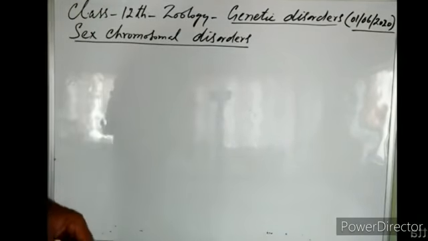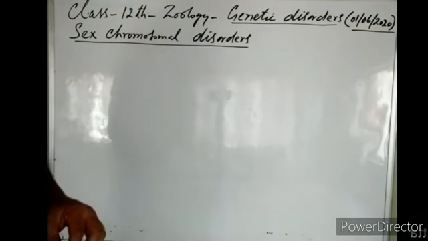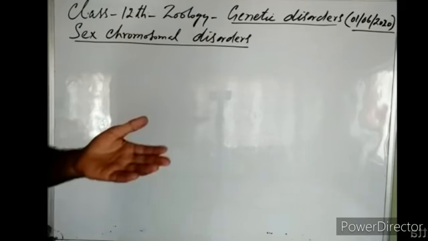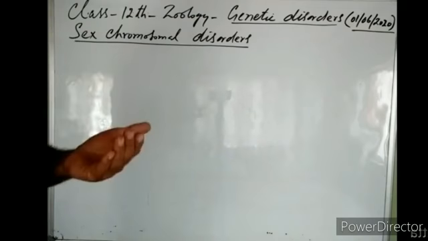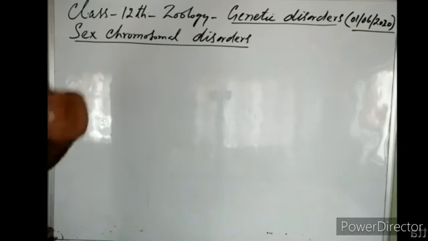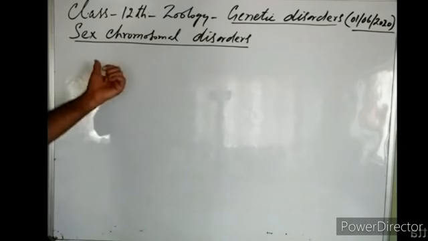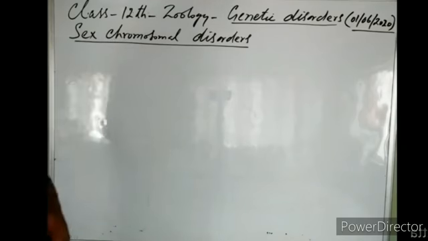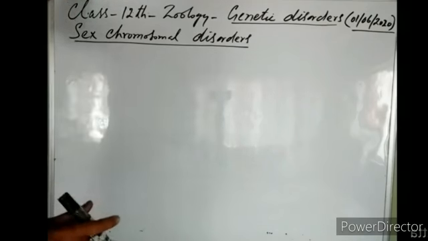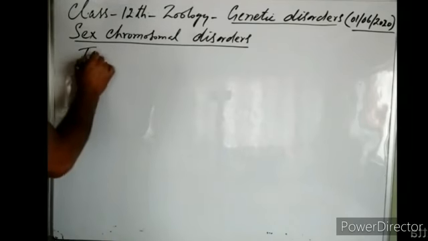Okay, guys, let us start our today's topic. We are discussing genetic disorders. We have completed Mendelian disorders, Mendelian sex-linked disorders, Mendelian autosomal disorders. Then we were discussing chromosomal disorders, in which we first discussed autosomal chromosomal disorders. Now, today we are going to discuss sex chromosomal disorders. The first sex chromosomal disorder, which we are going to discuss today, is Turner syndrome.